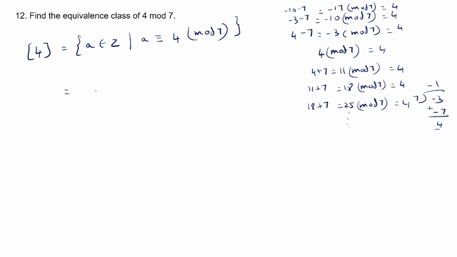So this is equal to, here we have 4, then 11, then 11 plus 7, 18, then 18 plus 7, 25, and so on. And here we have 4 minus 7, minus 3, then minus 3 minus 7, minus 10, then minus 10 minus 7, minus 17, and it goes on. So the list goes on both the negative side and the positive side. This is how we go about finding the equivalence class.